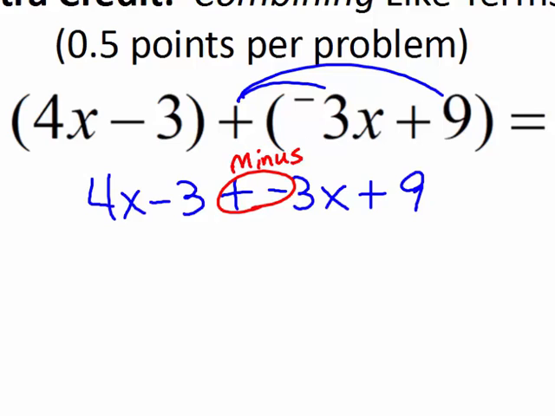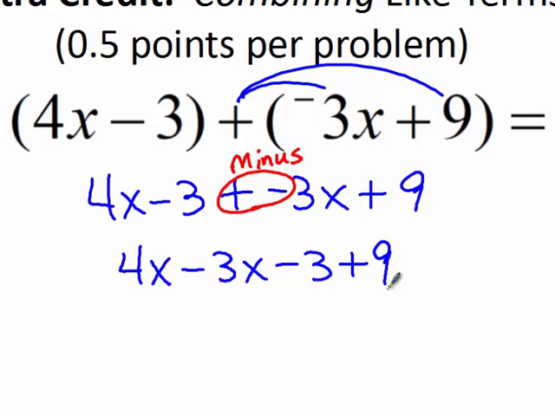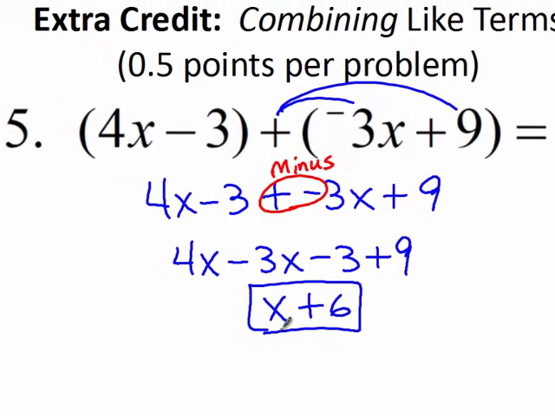So let's rewrite this as 4x, and using the commutative property to bring this in closer, the minus 3x closer to the 4x, we say 4x minus 3x minus 3 plus 9. 4x minus 3x is 1x, and 9 minus 3 is 6. The simplified expression is x plus 6.